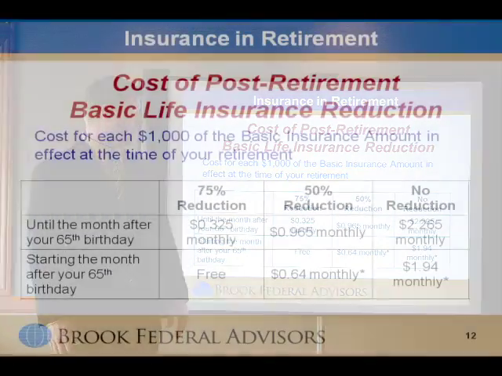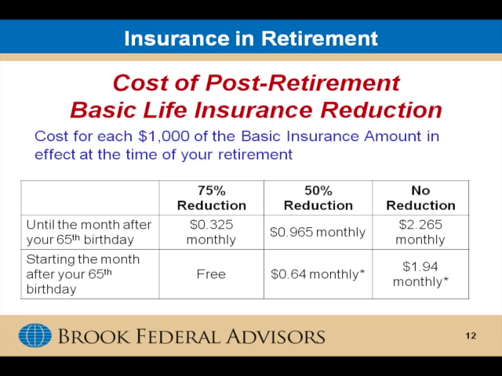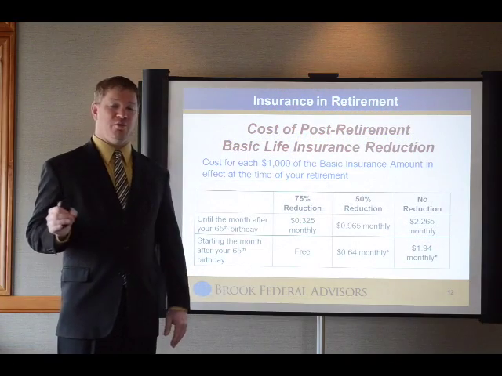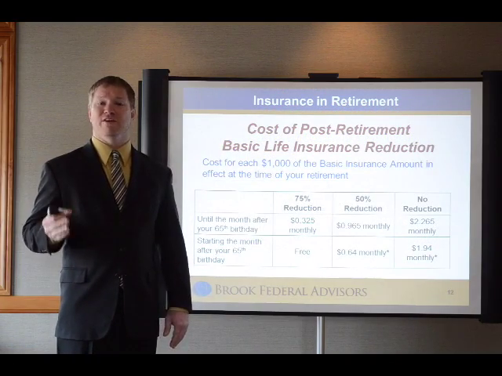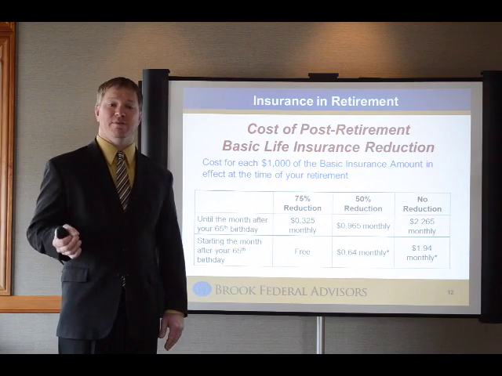As you can see here on the 75% reduction plan, that 0.325 per thousand monthly is the same cost you're paying for basic as an employee. After 65, it's free. What that means is you get the same coverage for the same payment until 65, even after you retire, and then you get 25% of that coverage for free ongoing. Oftentimes that works as a very nice burial or final expenses policy that you don't have to pay for.